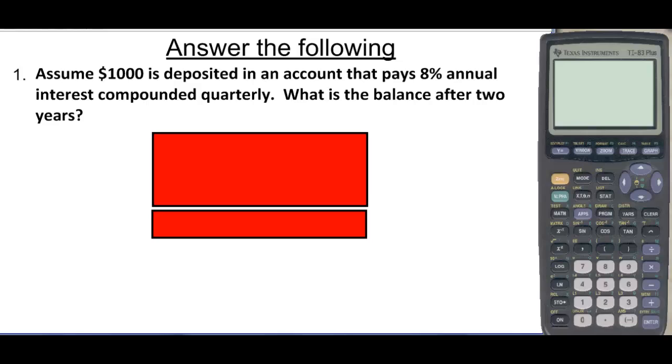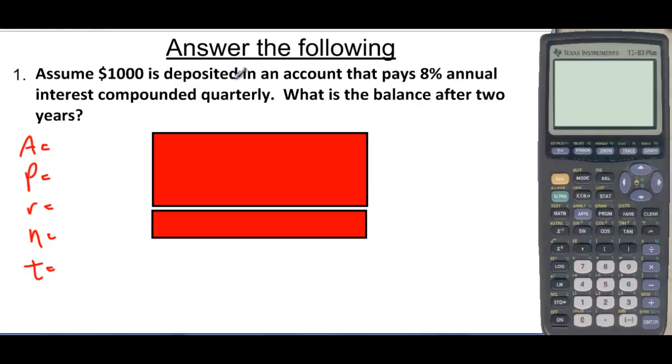Example 1 says assume $1,000 is deposited into an account that pays 8% annual interest compounded quarterly. What is the balance after 2 years? Well, the first thing you want to do is go through the 5 variables, A, P, R, N, and T. You don't have to write this out separately, but I'm going to do it for each problem just to help you understand what they are.